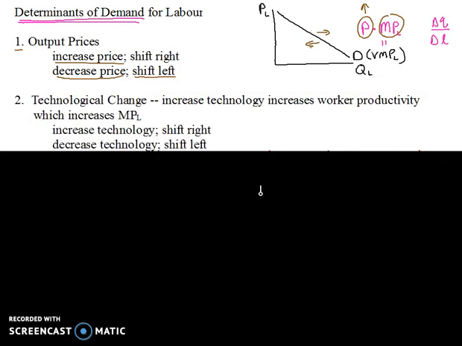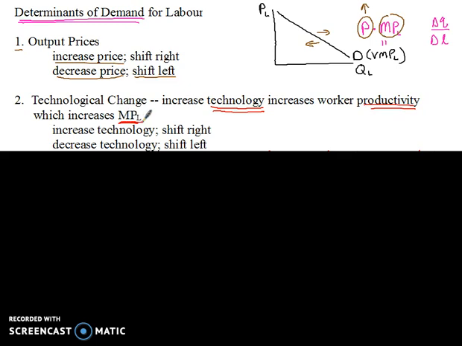the second determinant of demand is technological change. So now, when I say technological change, I'm talking about a technology used to produce the good. A technology that labor uses. So this would be, for example, workers used to produce shirts sewing by hand. Now they produce shirts with sewing machines. So the sewing machine would be a change in technology that increases worker productivity. And that means, if it increases worker productivity, that it's increasing the marginal product of labor.